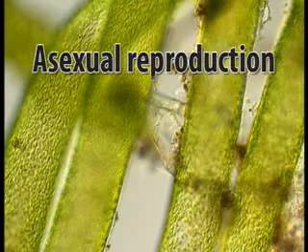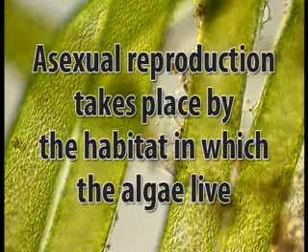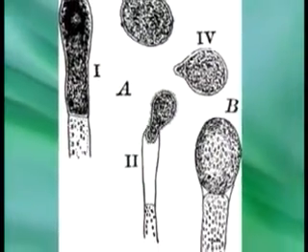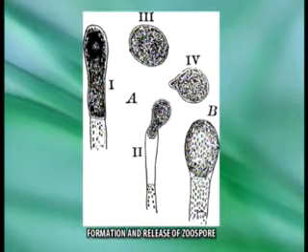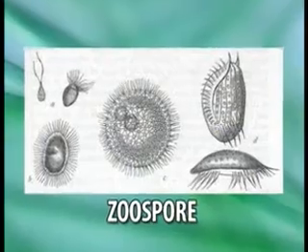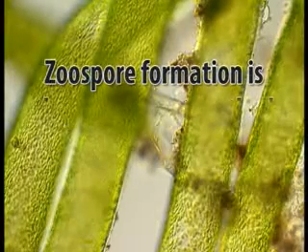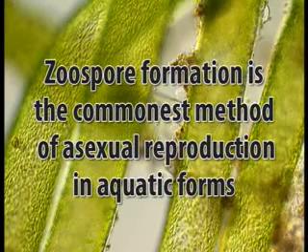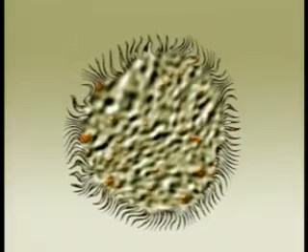In Vaucheria, asexual reproduction takes place by different modes depending upon the habitat in which the alga lives. In aquatic species, it occurs by formation of zoospores. Terrestrial species form zoospores only when flooded. Zoospore formation is the commonest method of asexual reproduction in aquatic forms. Zoospores are large, multinucleate and multiflagellate structures.